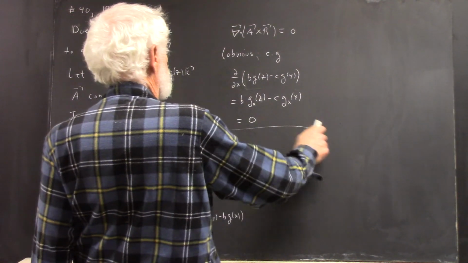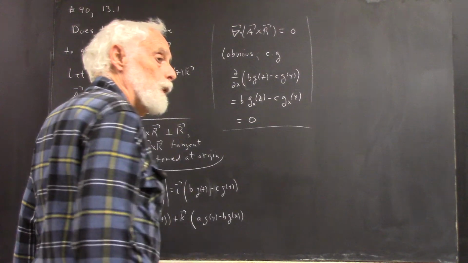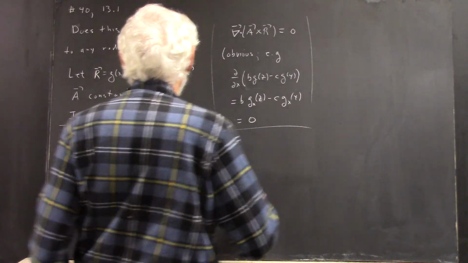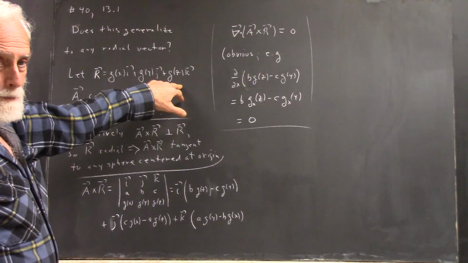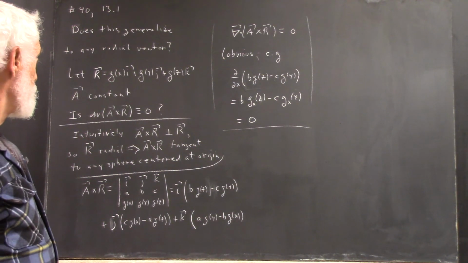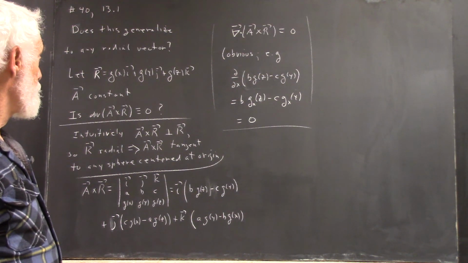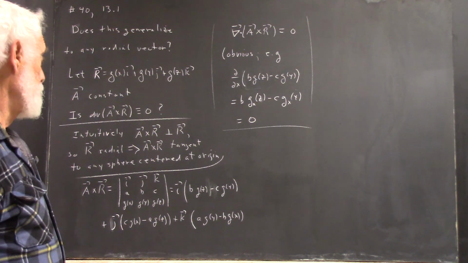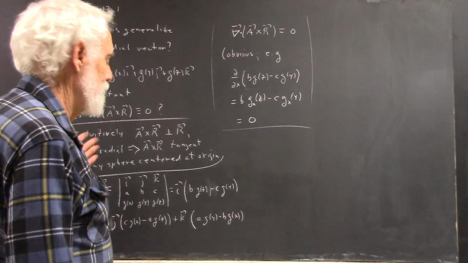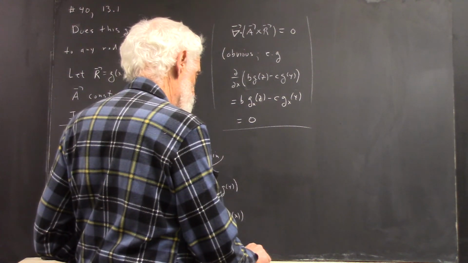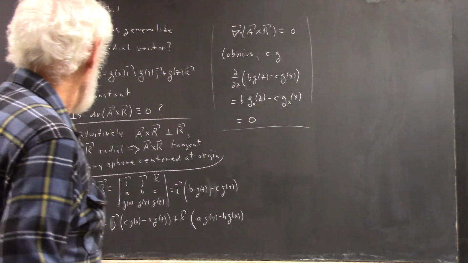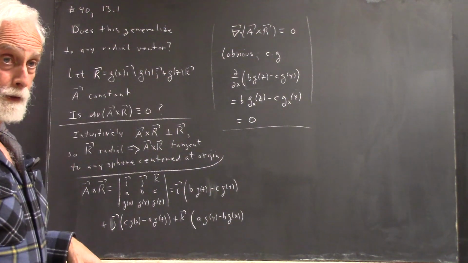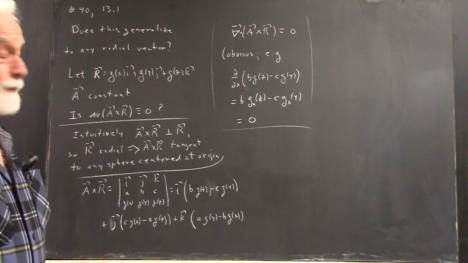So my intuition is at least partially vindicated, and we'll see how this applies. So, you know, this is a radial vector. Okay. So the problem as given was just xi plus yj plus zk, but this apparently does generalize.